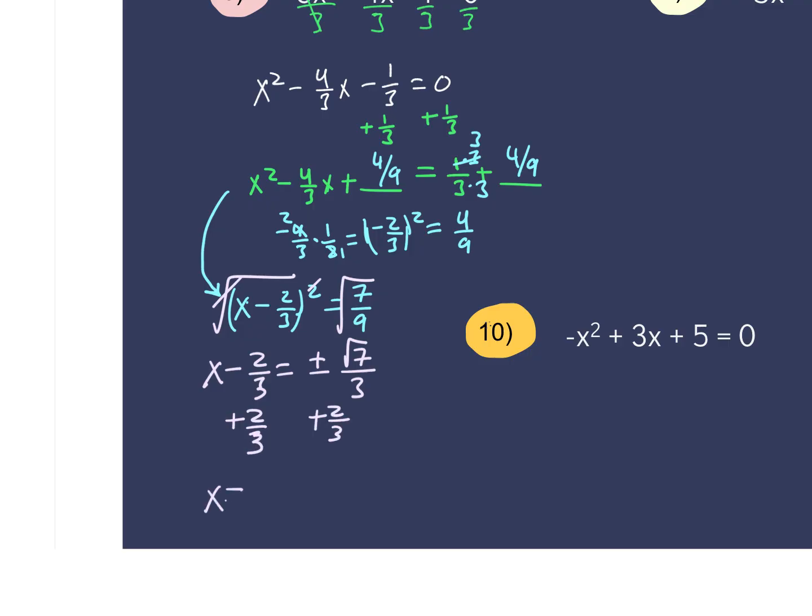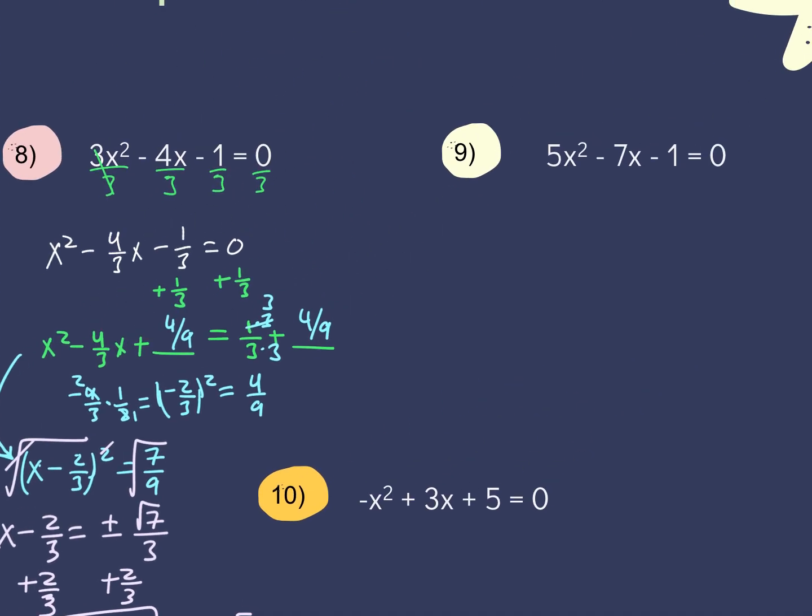And then I get x equals 2/3 plus minus the square root of 7 over 3. Nothing more we can do to that to simplify it, so I would leave it alone. Again, if you want to write it under a single fraction, you can do 2 plus minus the square root of 7 over 3. That's fine as well. All right. One more like that.